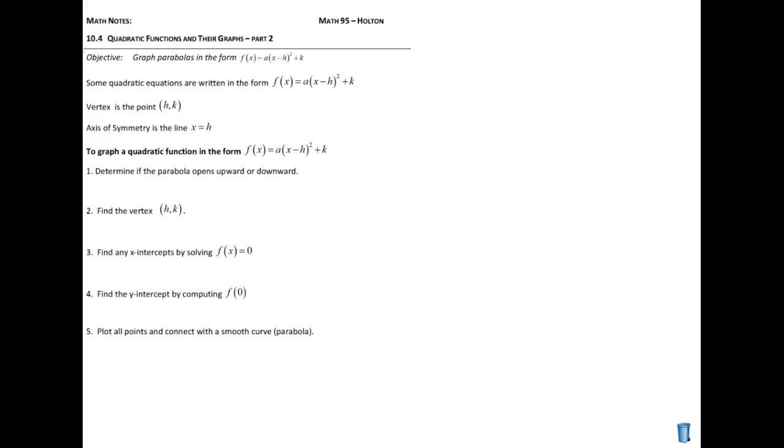In this video, we're going to continue on with section 10.4 and talk about quadratic functions and their graphs. This second problem talks about parabolas, or quadratic functions, of this interesting form, where we have a times a quantity x minus h squared, plus k. This is called vertex form. You might want to remember that. This is called vertex form versus standard form, which is ax squared plus bx plus c.